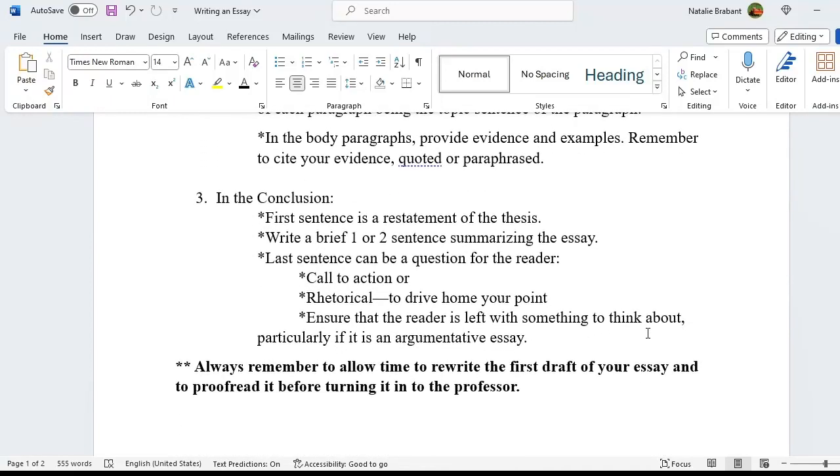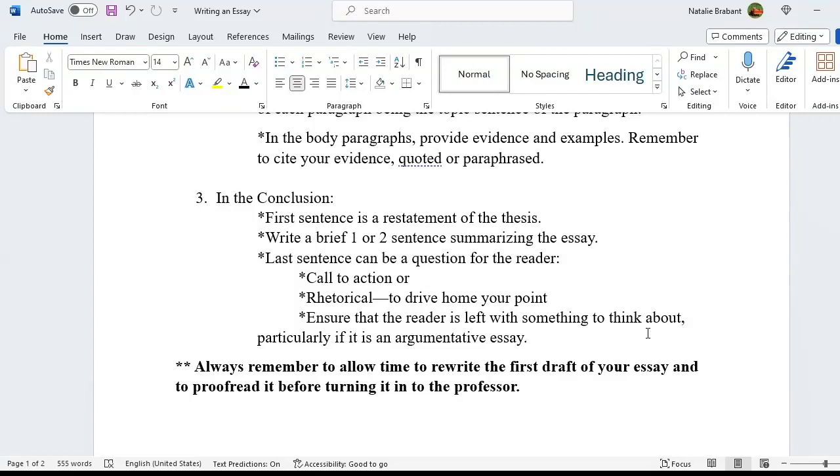In the conclusion, the first sentence is a restatement of the thesis. And then you're going to write a brief 1 or 2 sentences for a short essay, maybe longer for a longer paper or dissertation. These sentences will summarize the essay. The last sentence can be a question for the reader, such as a call to action, or it can be rhetorical, giving something for them to think about.